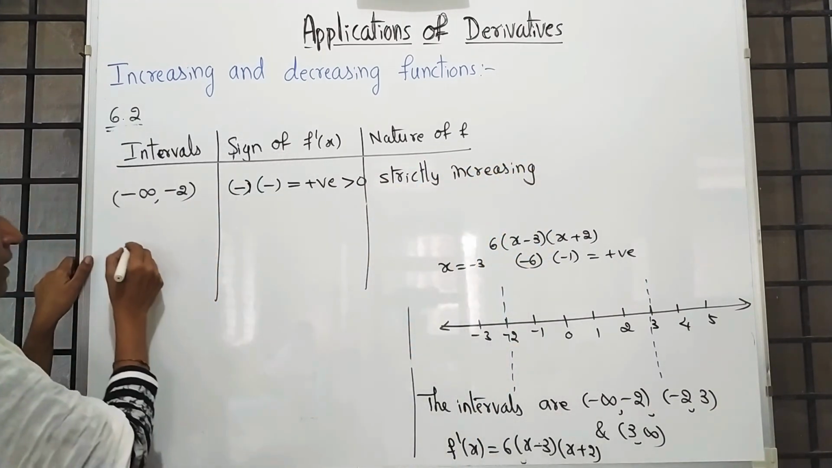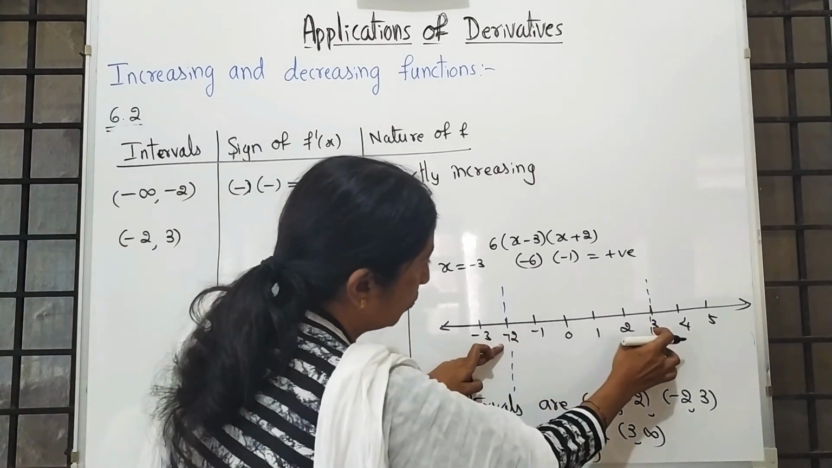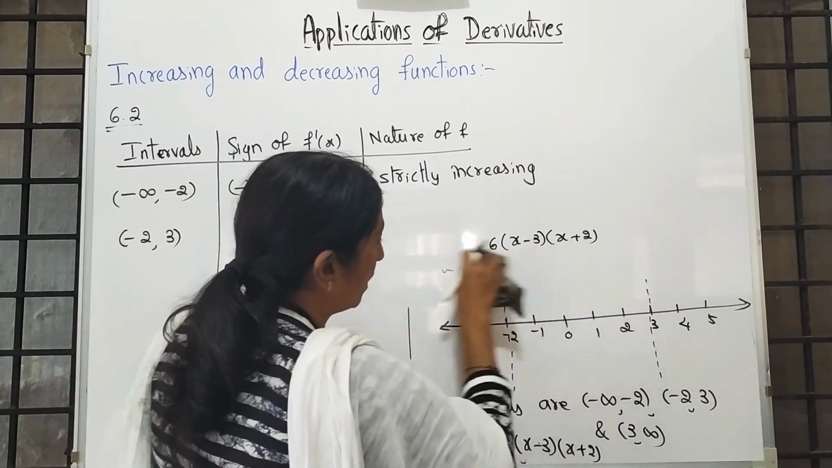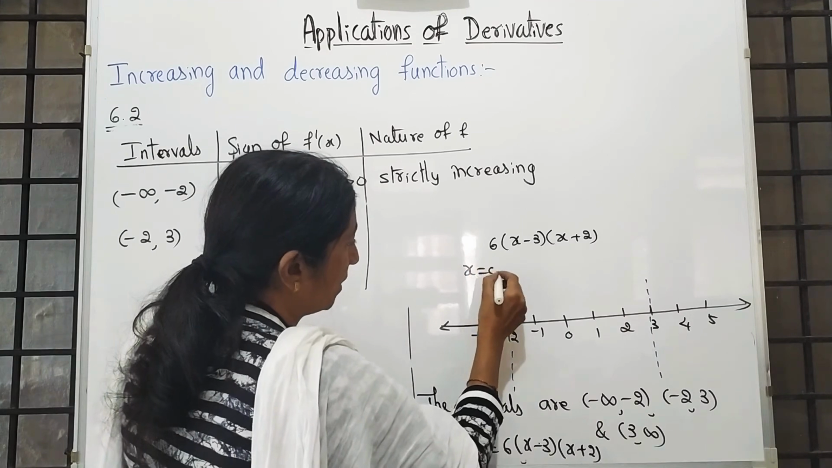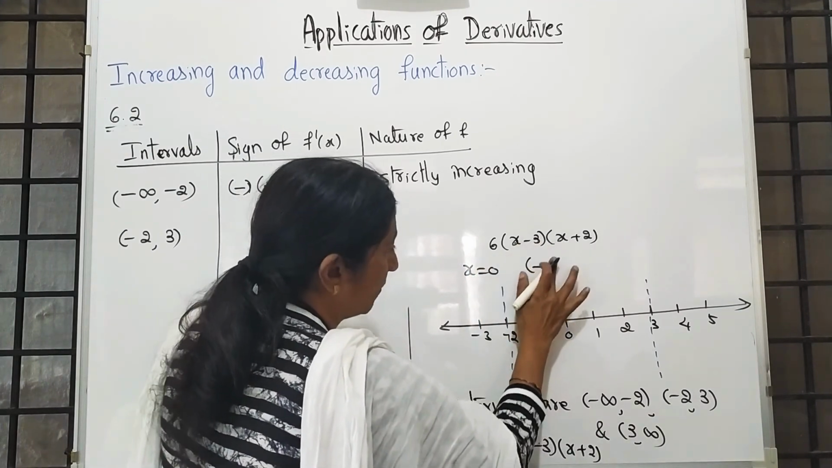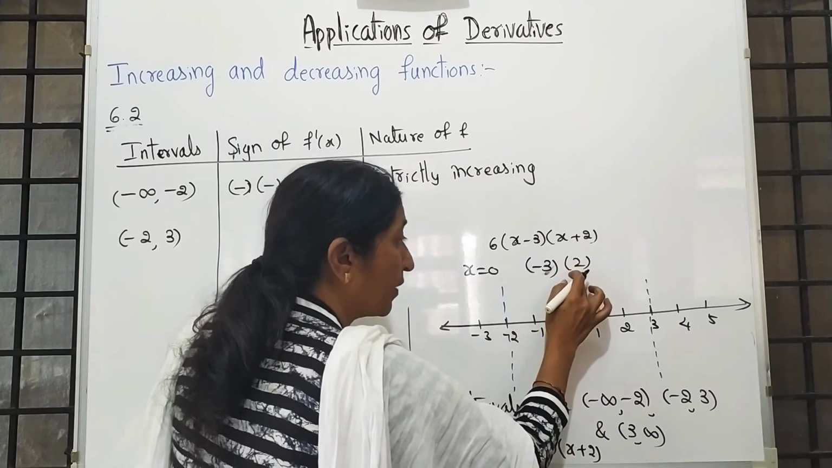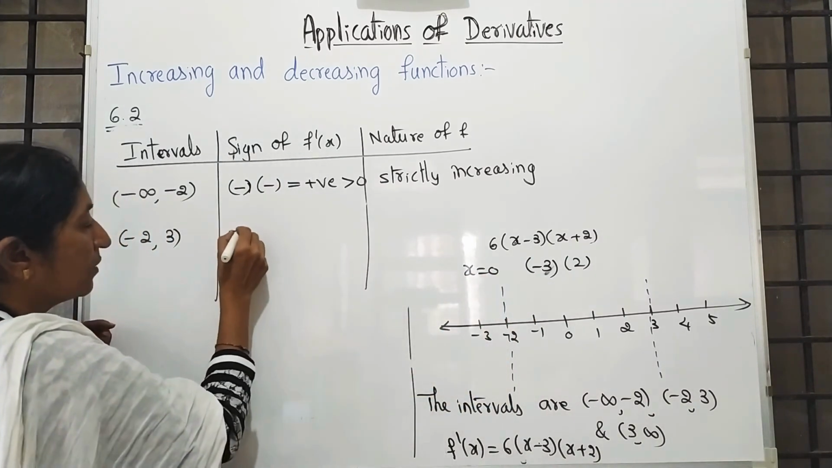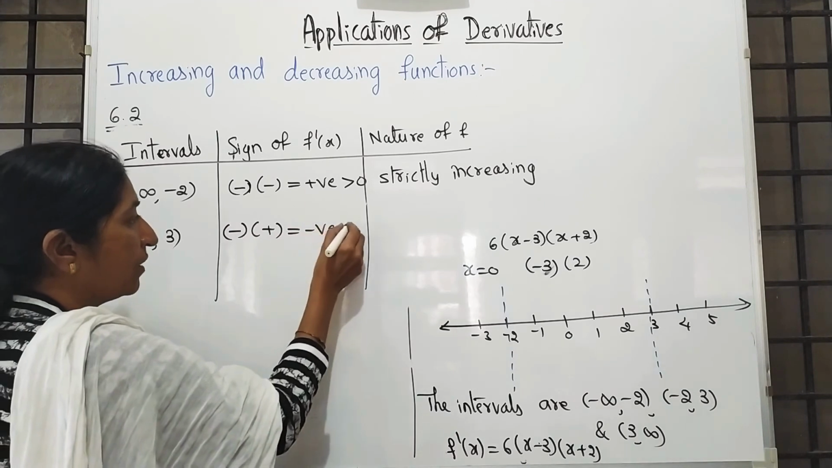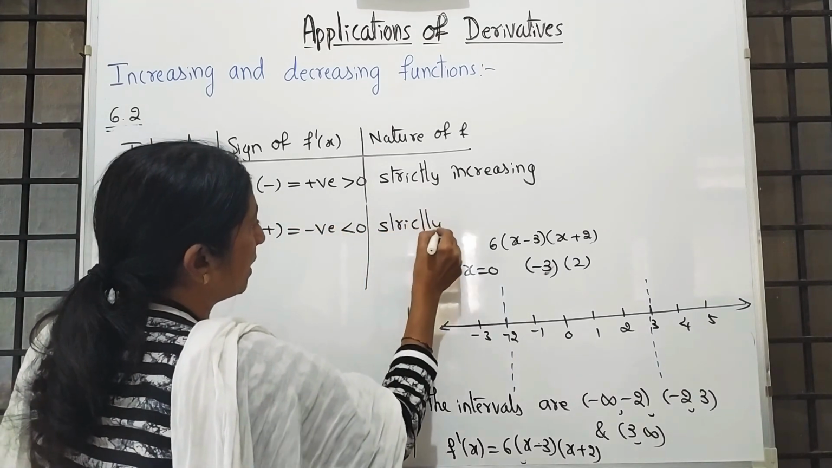Next, moving to the next interval, minus 2 to 3. From minus 2 to 3, I took 0. To write the calculation in the simplest way, I wrote x as 0. If you write x as 0, that is 0 minus 3, which is negative, and 0 plus 2 is 2. See, one is negative and one is positive. Finally, we got negative, less than 0. It is strictly decreasing.